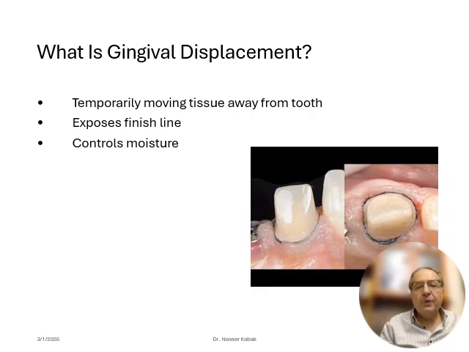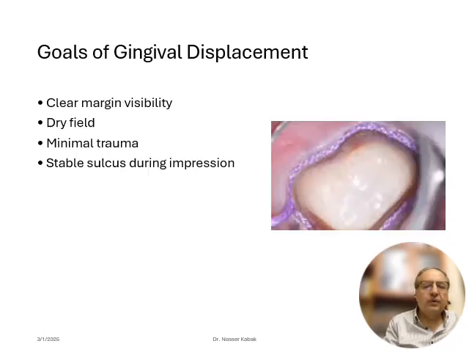We are opening the sulcus to expose the finish line and also to control moisture. It's well known that most of the impression materials, final impression materials, are hydrophobic. So the control of moisture plays a great role in the polymerization of the impression materials and in the success of the impression materials overall.